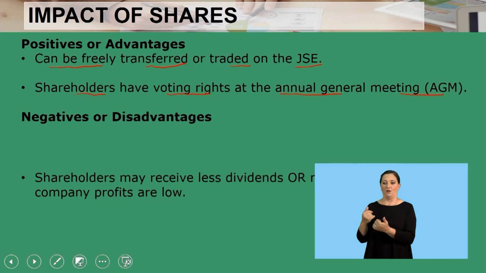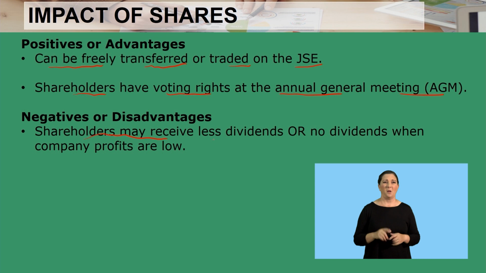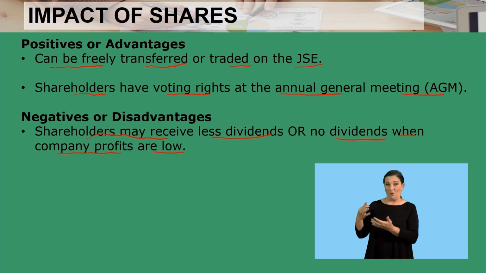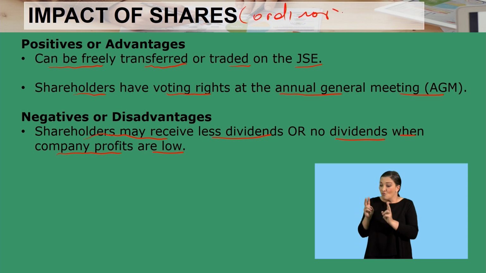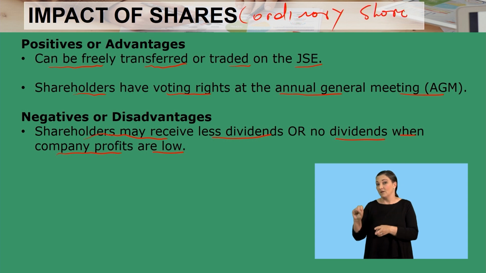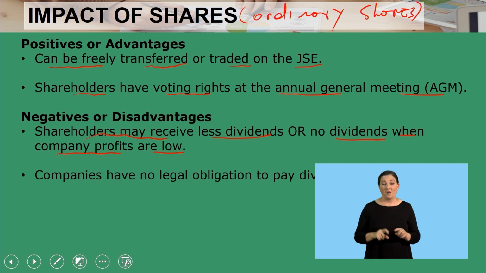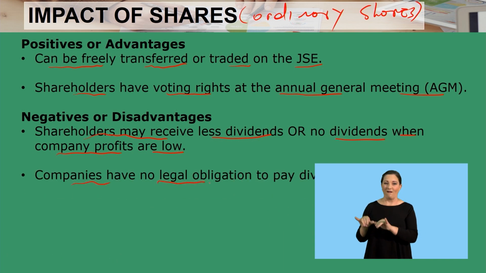What are the negatives now? Shareholders may receive less dividends or no dividends when company profits are low. So basically we're talking about the impact of ordinary shares. We're going to talk about them as our lesson continues. And then another negative is that companies have no legal obligation to pay dividends to shareholders. Dividends are basically returns. These are returns for investing.